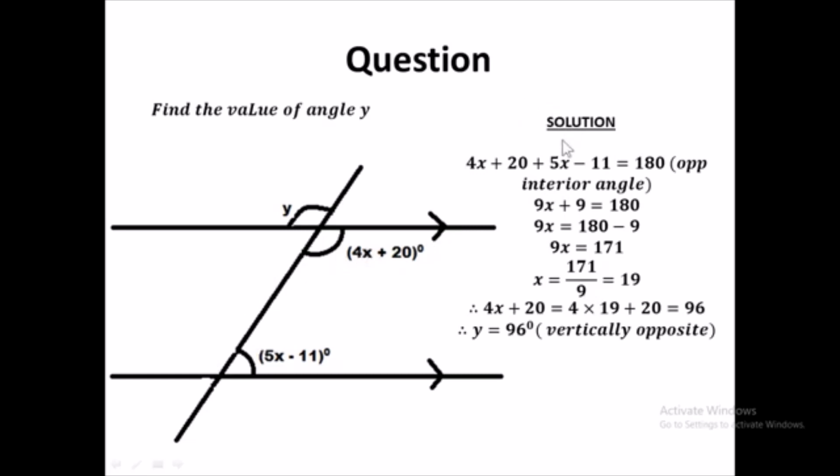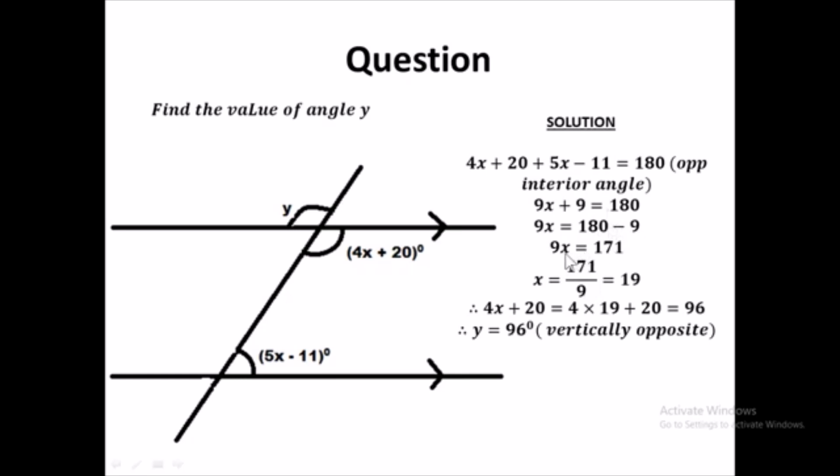That's what you have under the solution: 4x plus 20, which is this angle, plus 5x minus 11, which is this angle, will give us 180 degrees. Opposite interior angles of parallel lines are supplementary. If you simplify that further, 4x plus 5x gives us 9x. Collecting like terms, 20 minus 11 gives us 9, equals 180. Then take this 9 to the other side: 9x equals 180 minus 9. Therefore, 9x equals 171.